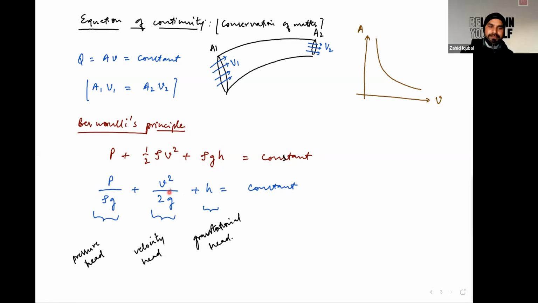Similarly, in this expression, this is height, which is a measurement of length, we can say. So its SI unit will be meter. So this constant will also have the unit of meter. This term and this term will be the same, that is meter. Is it clear?